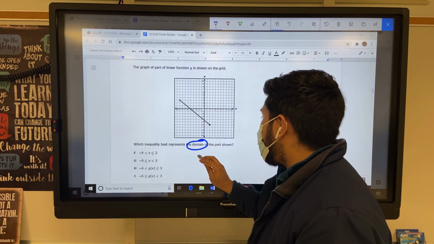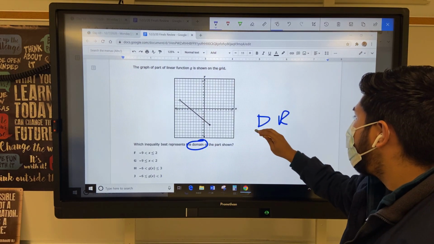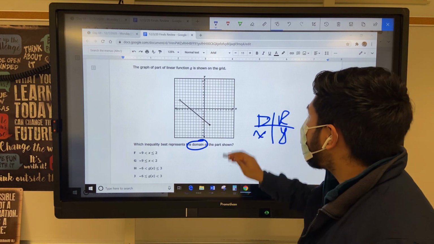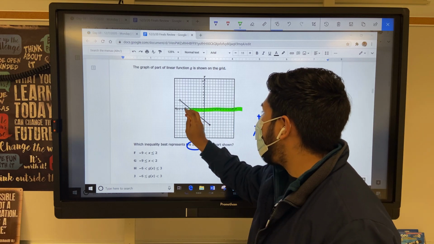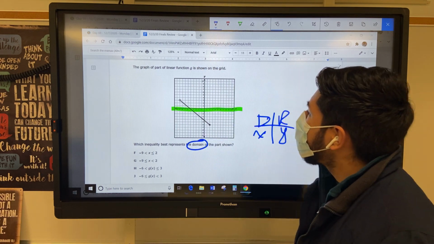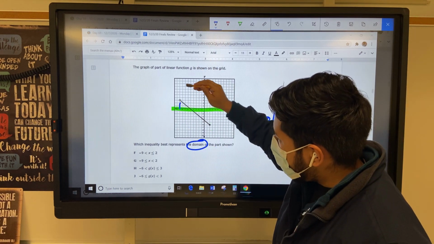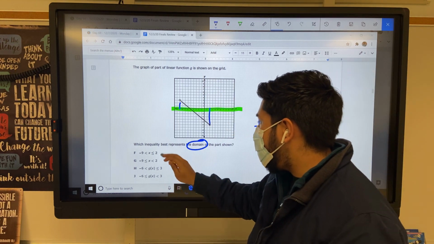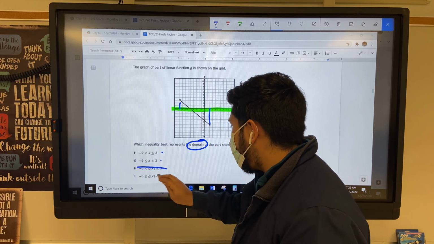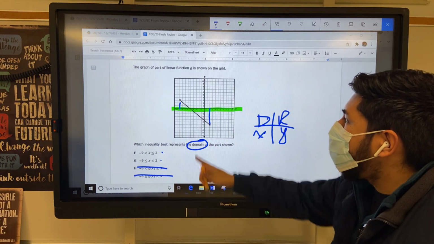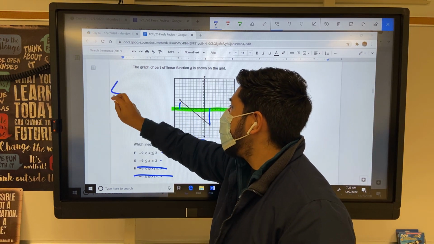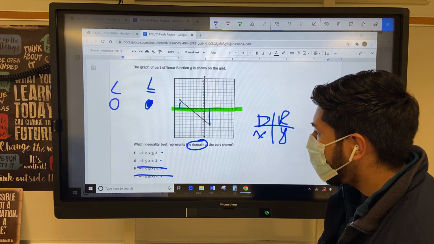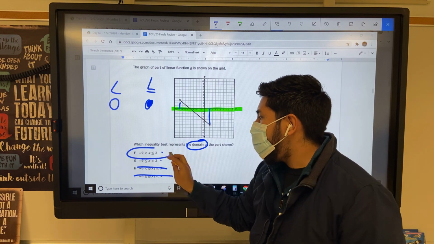What best represents domain? Domain is X. So I'm looking at these numbers. -9, +2. -9 and +2 is F and G. Just need to remember that open circle is less than, closed circle is less than or equal to. So we should see it's F.